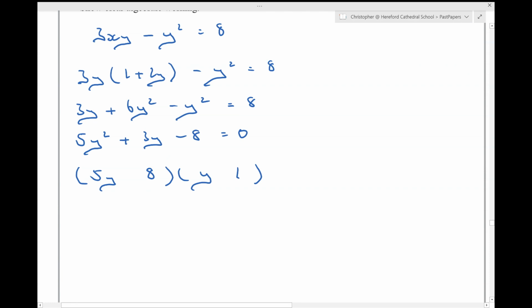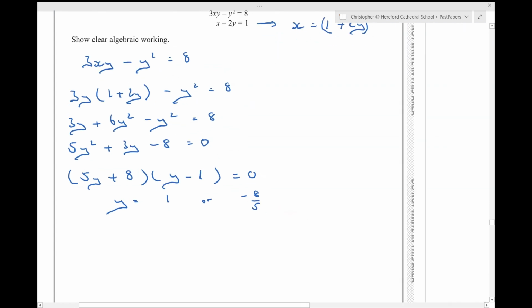If I make that a plus, then I get plus 8y and then minus 5y, and that'll give me plus 3y. So I've managed to factorize it, and now I can write down my two solutions for y. y will be 1 or minus 8 fifths. And each of those solutions for y will give me a solution for x.